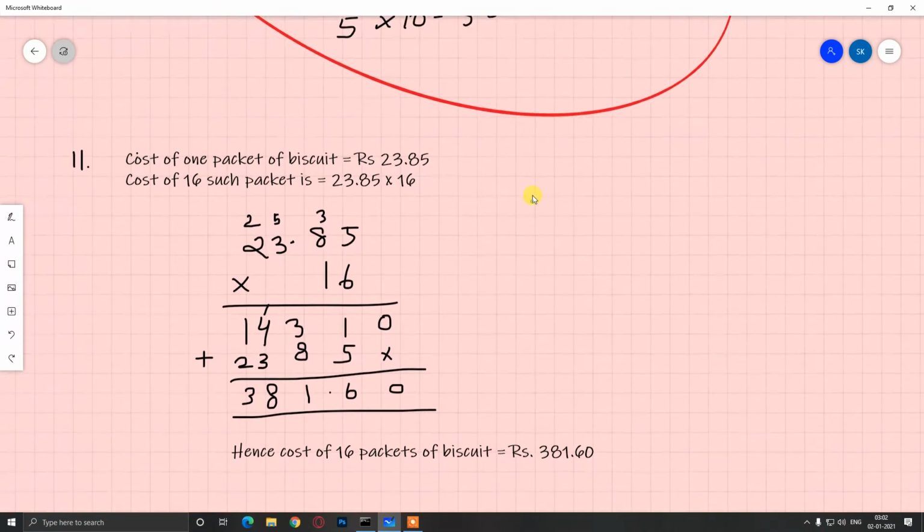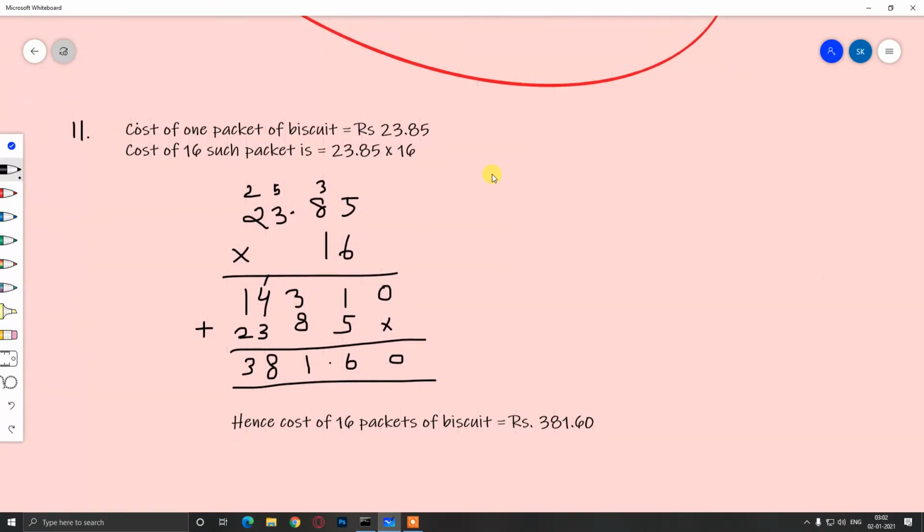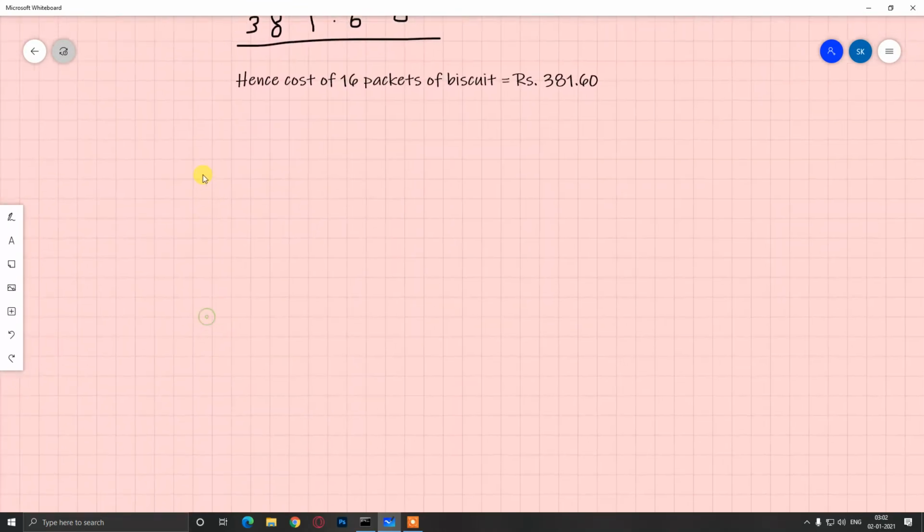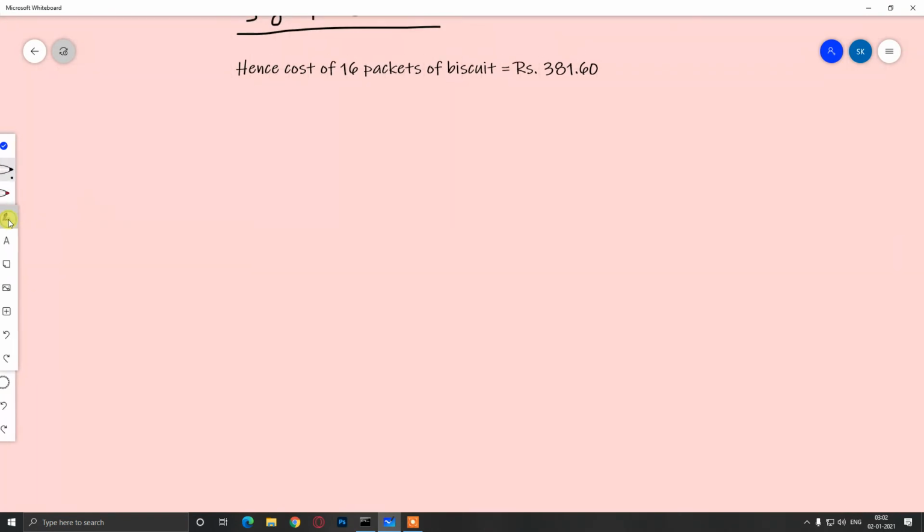Now homework will be question number 12. In the same manner you have to do. Now after this we will do question number 14. So before starting question number 14, I will tell you something. Do not write this. Okay.